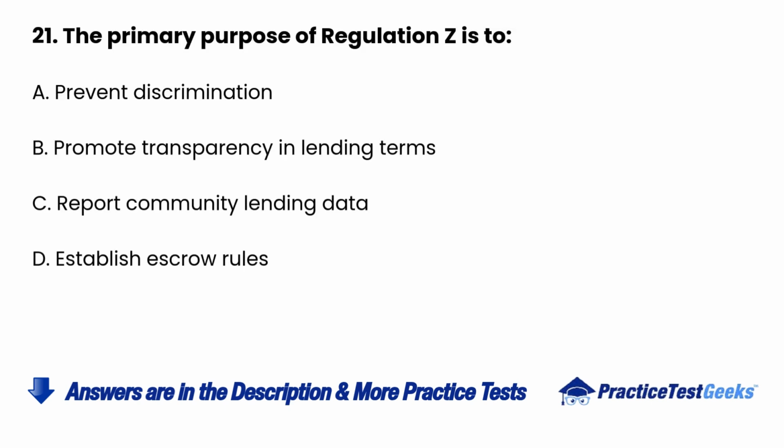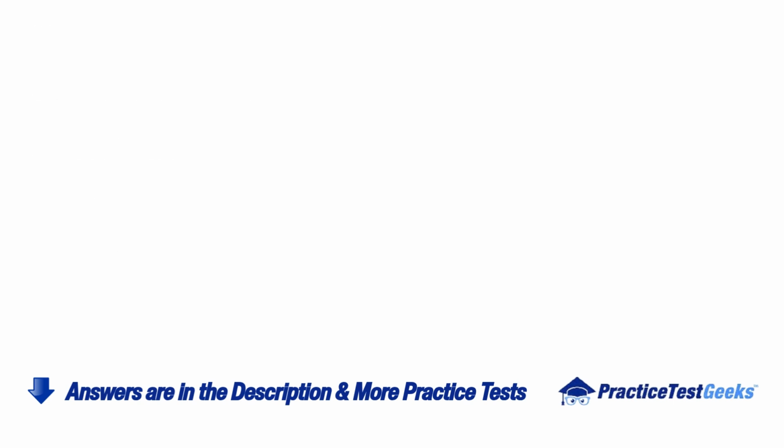21. The primary purpose of Regulation Z is to: A. Prevent discrimination. B. Promote transparency in lending terms. C. Report community lending data. D. Establish escrow rules.